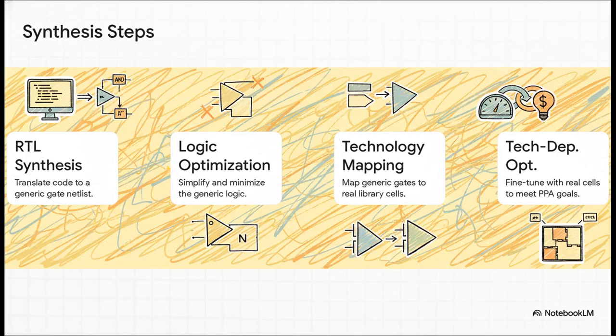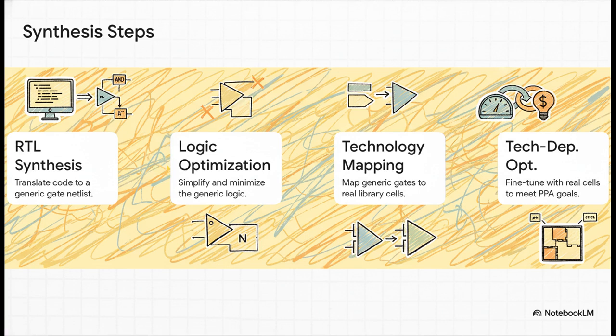So it basically happens in four main phases. First, there's a basic translation of the RTL code into a generic circuit. Think of it like a rough first draft. Second, it does logic optimization, simplifying that circuit as much as it possibly can, kind of like a mathematician simplifying a crazy complex equation to make it more elegant and efficient.